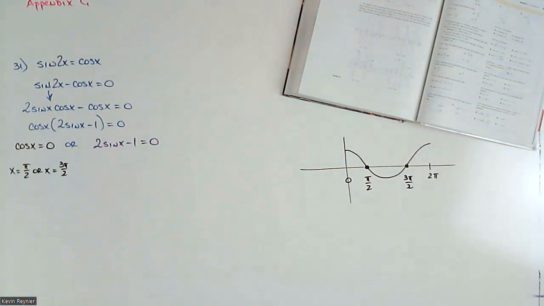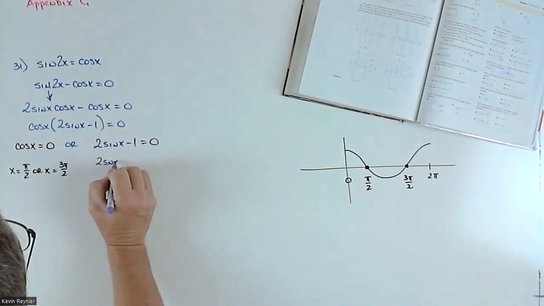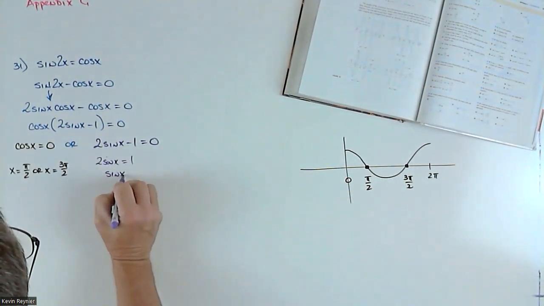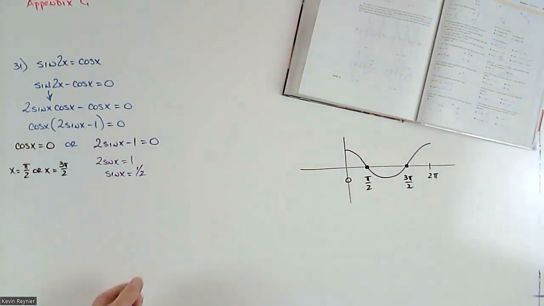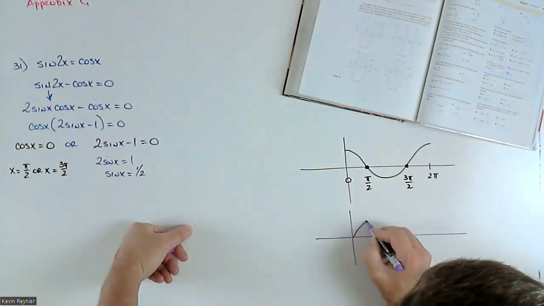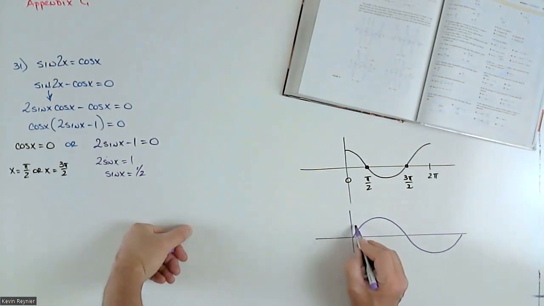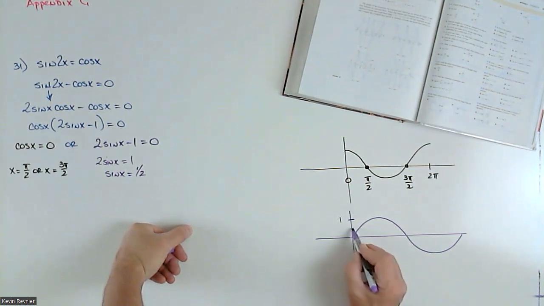But now we have the purple one to solve. It's okay, we can solve the purple. The purple one is 2 sine x equals 1, or sine x equals 1/2. Now we know the graph of sine. The graph of sine goes like this. This is 1, the maximum of 1. 1/2's right here.